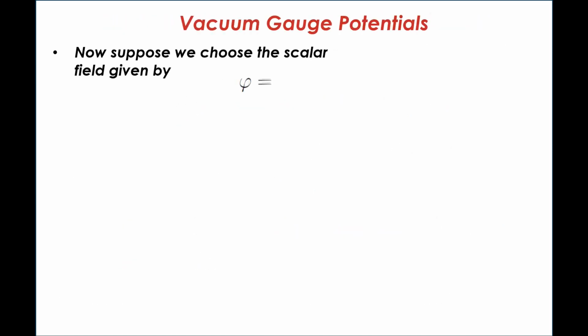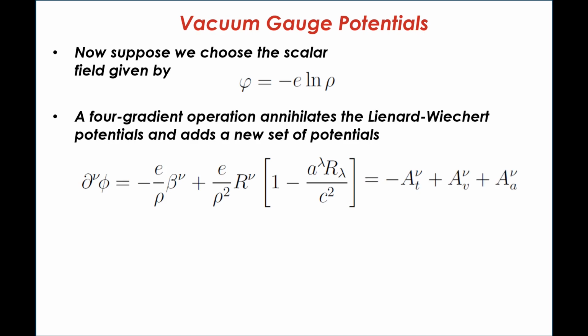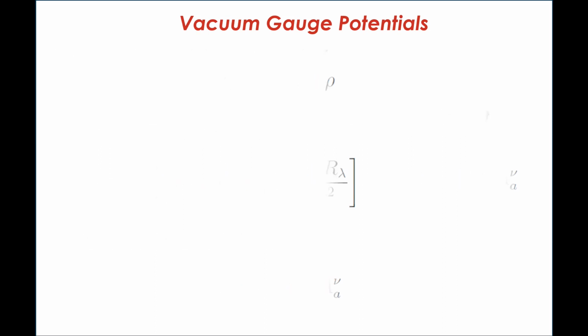Now suppose we pick a very special scalar field, phi equals minus e log rho. Calculating the four-gradient of this field, we see that the first term annihilates the Lienard Wiechert potentials. The remaining terms are a new set of potentials, and we note that the first term does not depend on particle accelerations, but the second term does. Accordingly, let's write the new potentials as A nu equals A nu sub v plus A nu sub a, and let's refer to them as vacuum gauge potentials.